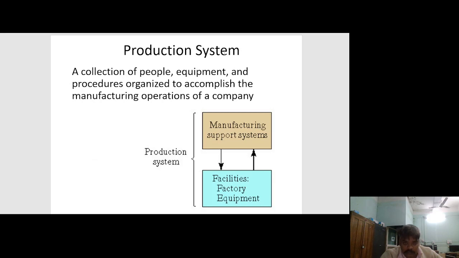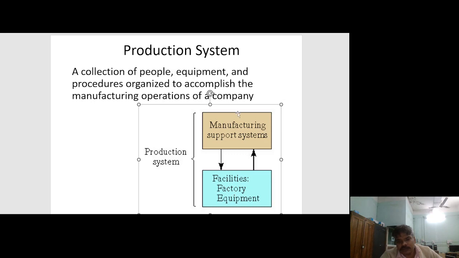This is a production system. What is a production system? A collection of people, equipment and procedures organized to accomplish the manufacturing operations of a company. So this is a production system.